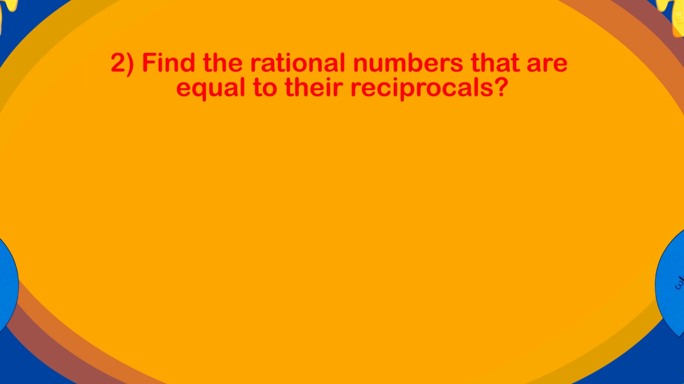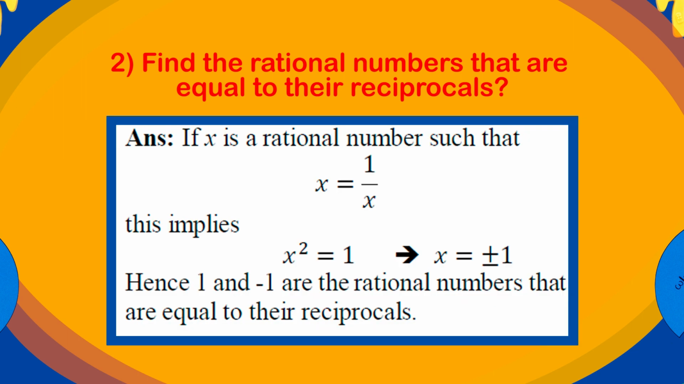Second question is, find the rational numbers that are equal to their reciprocals. It's a very interesting question. Let us see the answer. Suppose x is a rational number such that x is equal to its reciprocal 1 by x. So, x is equal to 1 by x implies, by cross multiplying, x square is equal to 1, and therefore, x is equal to plus or minus 1. Hence, 1 and minus 1 are the rational numbers that are equal to their reciprocals.